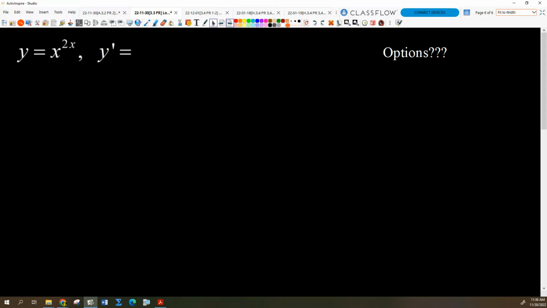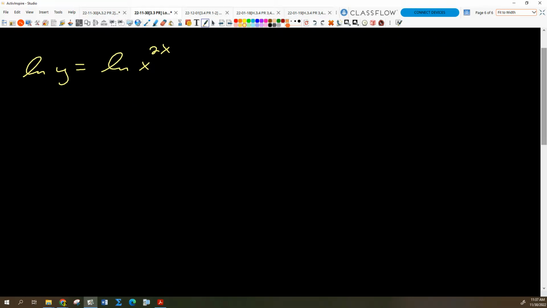So we'd log both sides. And what's the advantage of that? What's the property of logs that's going to apply here? The exponent rule, right? I can bring the exponent down in front of the log. So I can rewrite this then as log y equals 2x log x. And now that's manageable. So what am I going to do next?